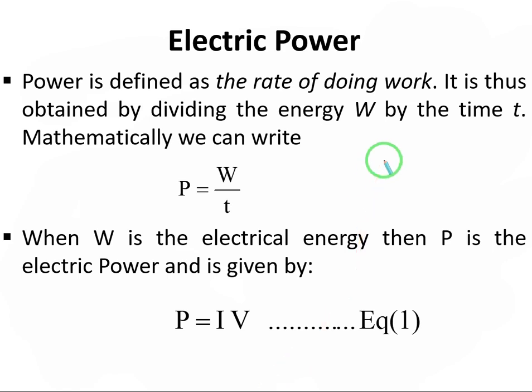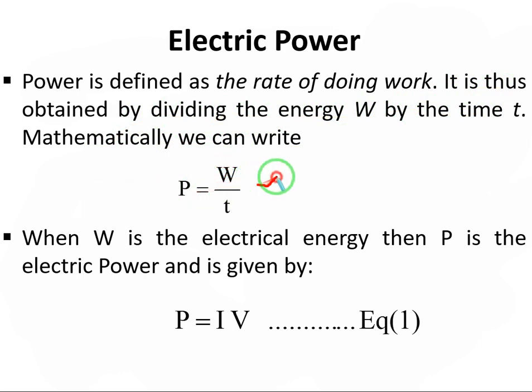So now coming to the power. What is power, or what is electric power? Power is defined as the rate of doing work. So we have work per unit time. We can say one work per unit time is called power. It is thus obtained by dividing the energy or work by the time.